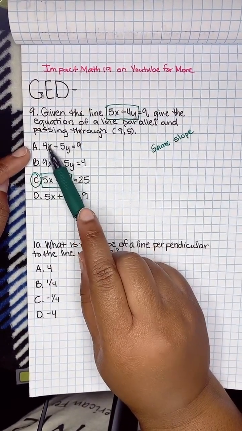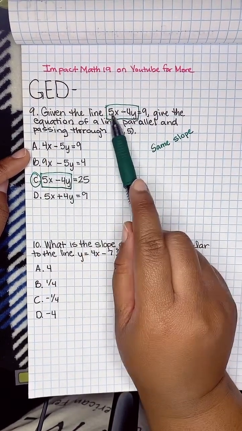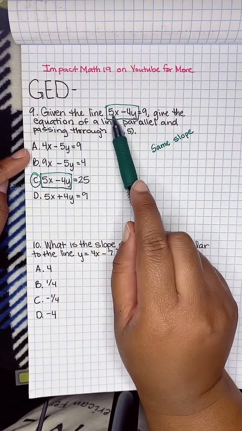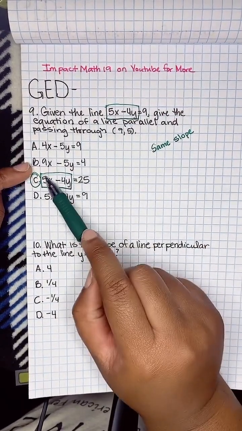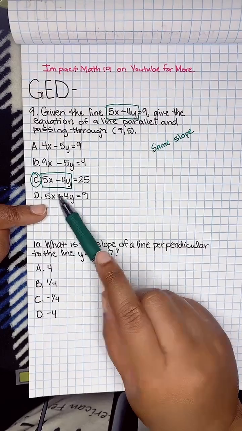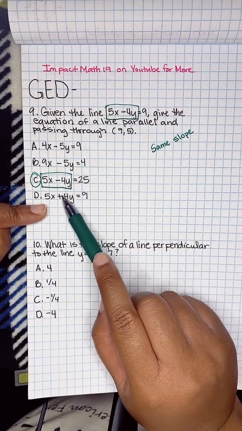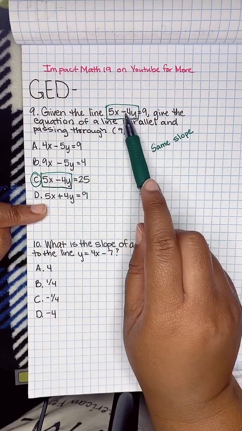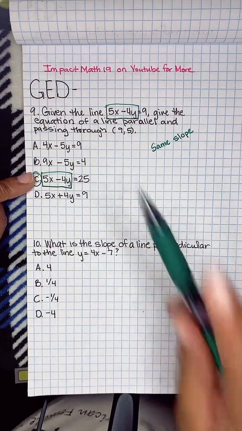Versus here, this is not the same as this. See, because this is 4x, this is 5x. This does not match. This is 9x, 5x. They do not match. Now, D has a 5x, 5x. But the problem is it gave you a positive 4 where this one was a negative. So C is the only one that is correct.